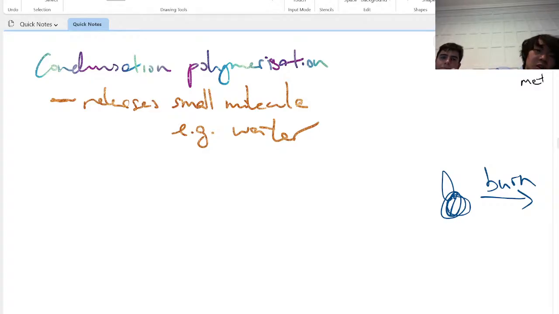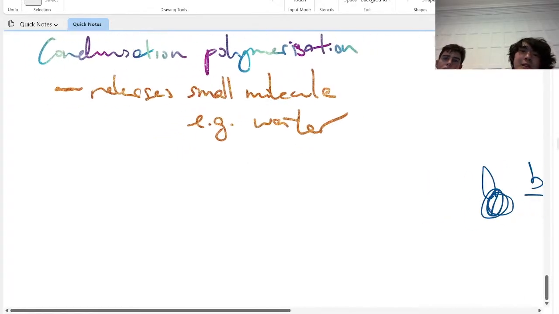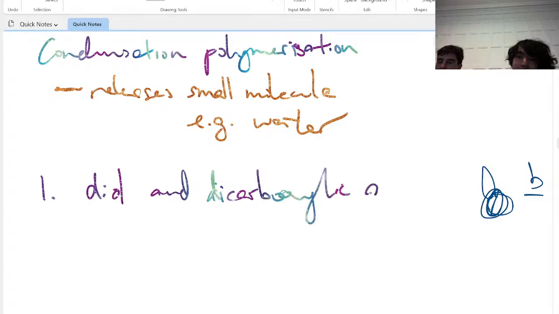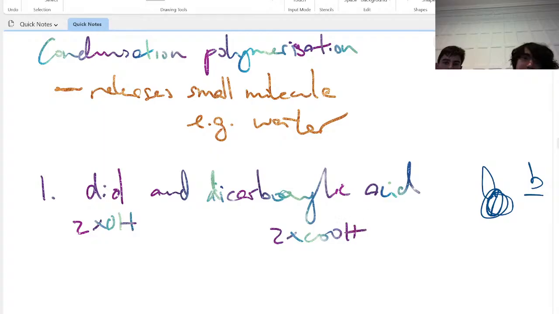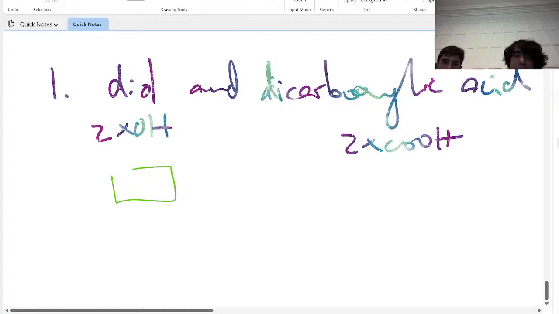What do you want? Release a small molecule. So, what do you need for condensation polymerization? You basically need either a diol and a dicarboxylic acid. So diol just means 2 times OH. And dicarboxylic acid just means 2 times COOH. Okay. So diol, if I just draw a box.